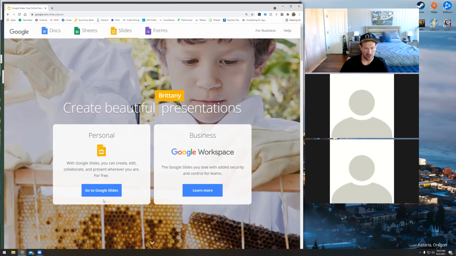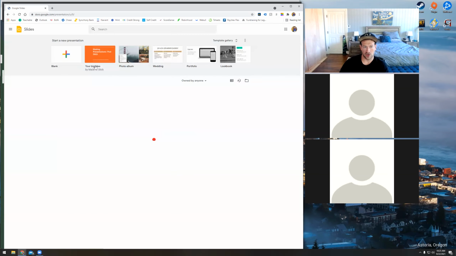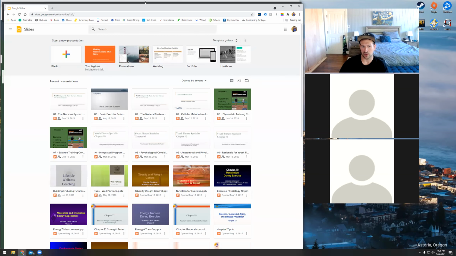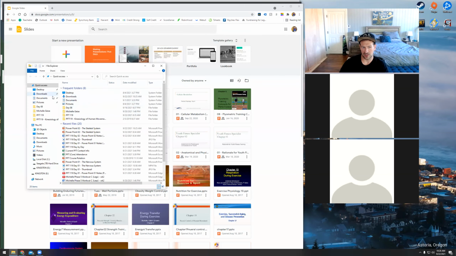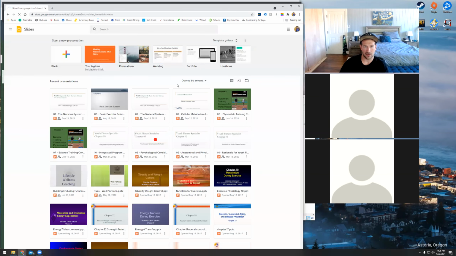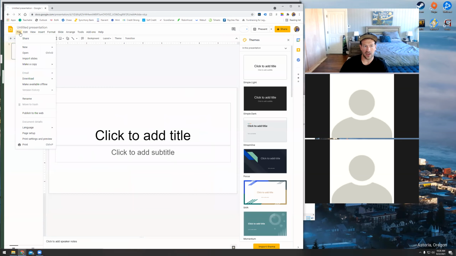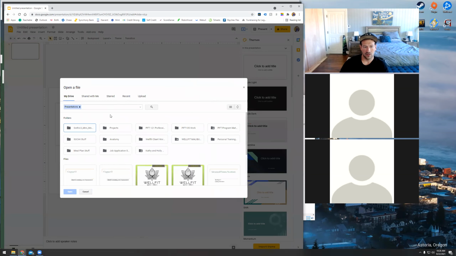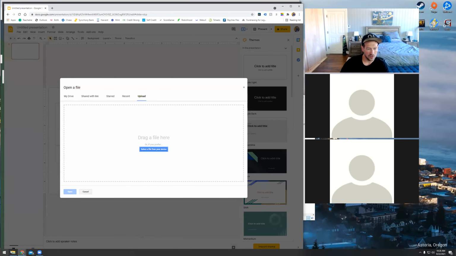Let's see here. Go to Google Slides. So here it is, right? It's their version of PowerPoint, and you can see all these various versions. I've downloaded it because I got it off Canvas, so there it is where I downloaded it. Then if I click blank presentation here and go to File, Open, and go to my page here, upload. I just drag this in here.